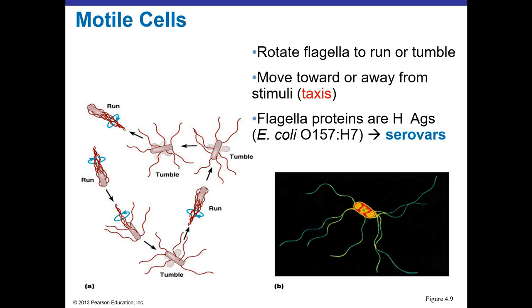Because flagella are made of protein, we've also utilized these flagellar proteins for identification. Flagella proteins are referred to as H antigens, and an interesting story for the E. coli O157:H7 is that this is a unique serovar. That means that it's a variant that is able to be recognized by serological techniques. In this case, we're using antibodies to help us identify the flagella antigen that will indicate the pathogenic strain.